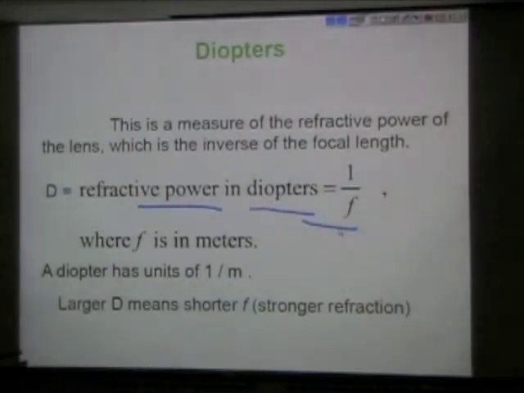High power lens, what does it mean? If this value is large, that means this value should be small, because when the denominator gets smaller and smaller, it makes the fraction larger and larger. The focal distance is small, which means light, when it's getting through the lens, bends strongly. That's what a high power lens means. A low power lens means the focal distance is large, so light doesn't bend so strongly.